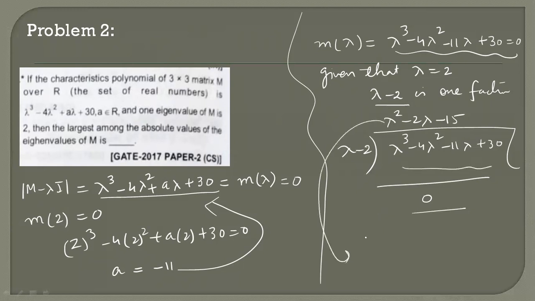Then factorize lambda square minus 2 lambda minus 15 equal to 0. You will get lambda equal to 3 and minus 5. The largest value in the absolute value, meaning the modulus, will be 5 here. Modulus of minus 5 will be plus 5. We want the largest absolute eigenvalue. So the absolute values, meaning the magnitudes, of 3 and minus 5 will be 3 and plus 5. So the largest value will be plus 5 here.